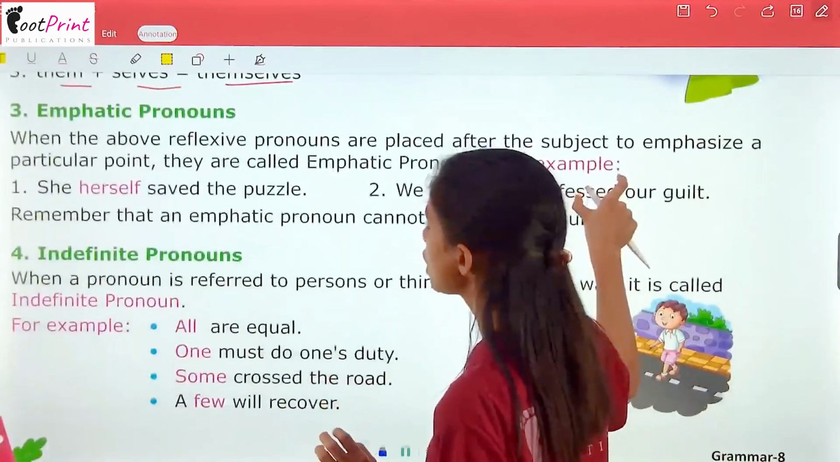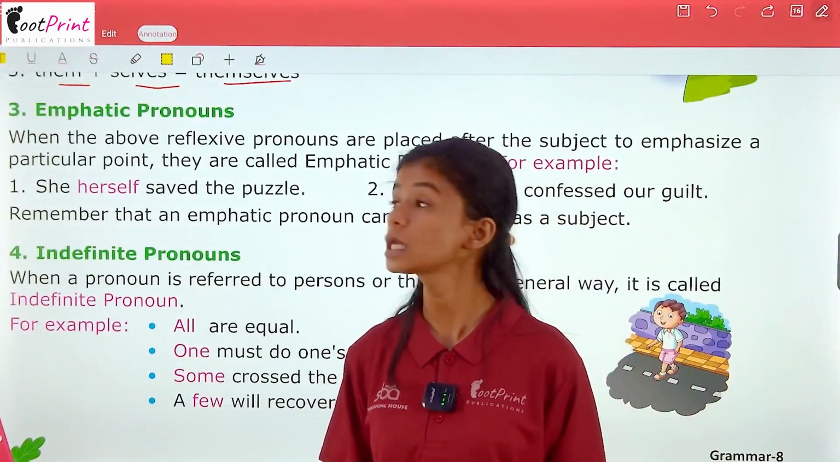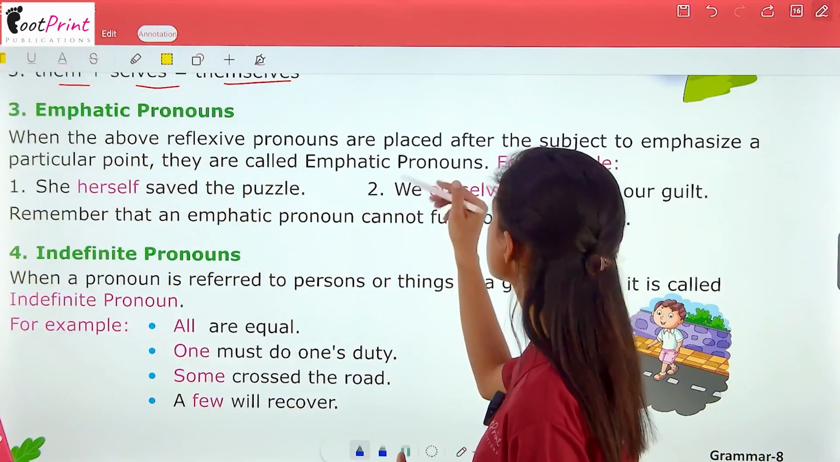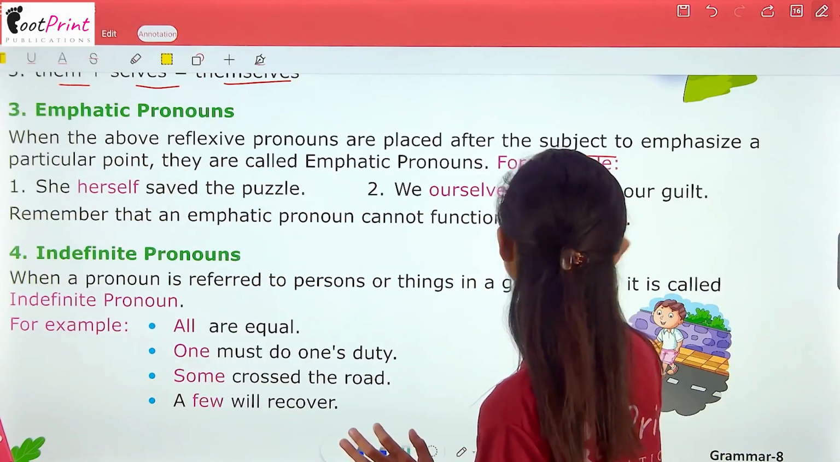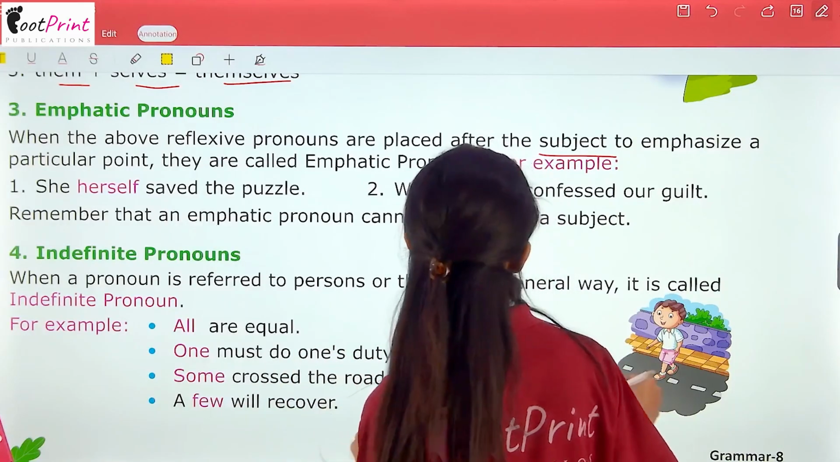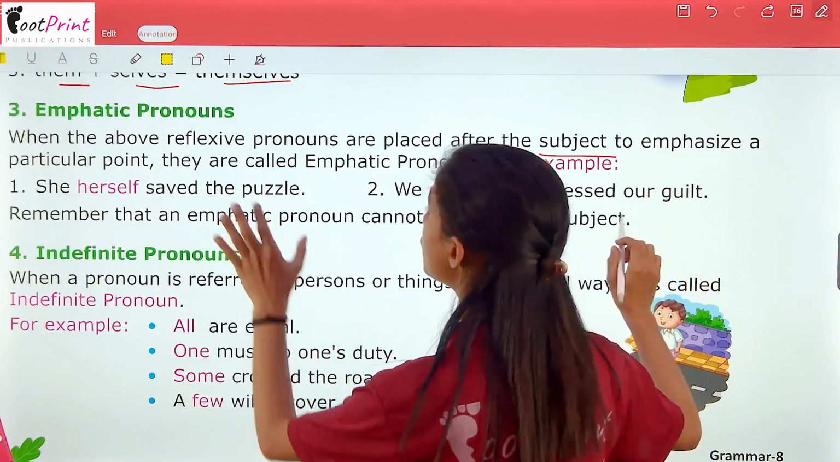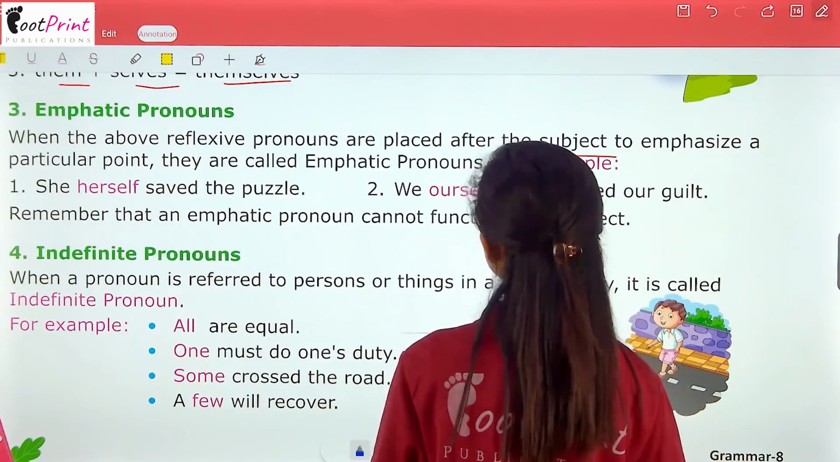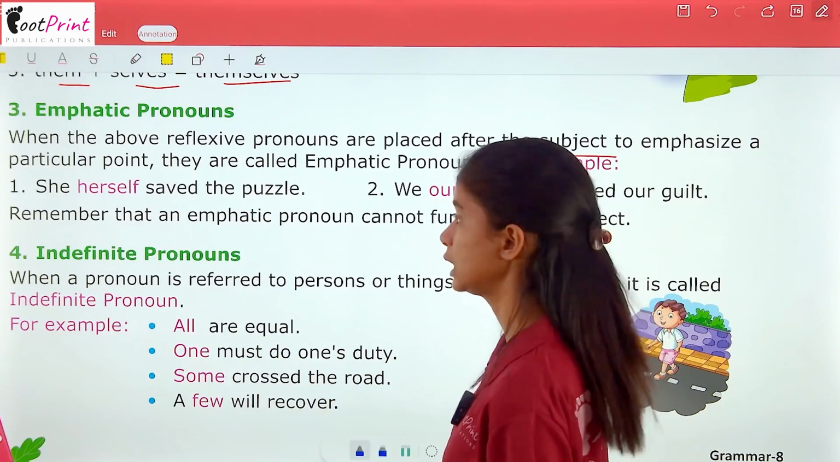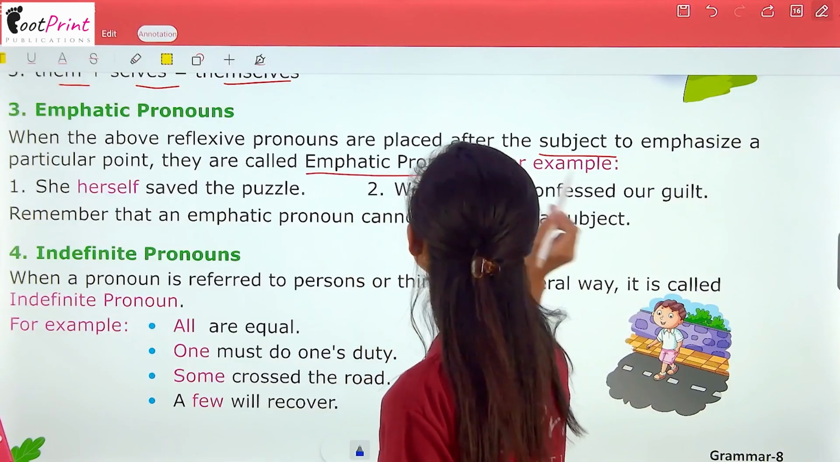Let's move forward to our next kind of pronouns, that is emphatic pronouns. When the above reflexive pronouns are placed after the subject, जब reflexive pronouns को हम subject के बाद place करते हैं, to emphasize a particular point, they are called emphatic pronouns. किस लिए हम place करते हैं? किसी point को emphasize करने के लिए. So they are called emphatic pronouns.